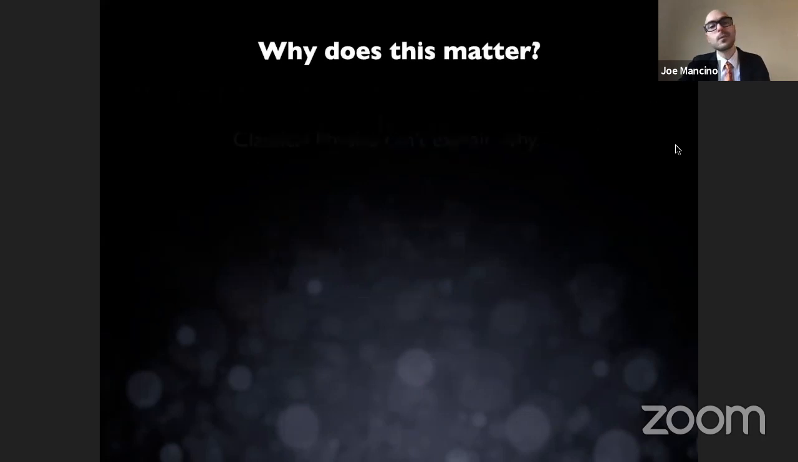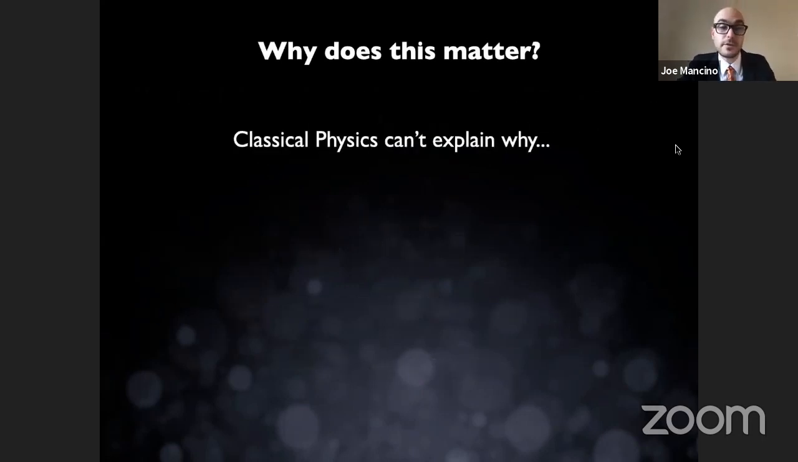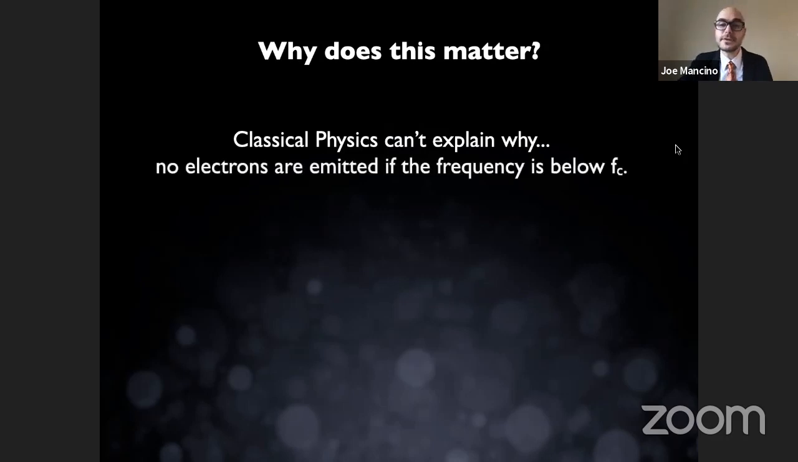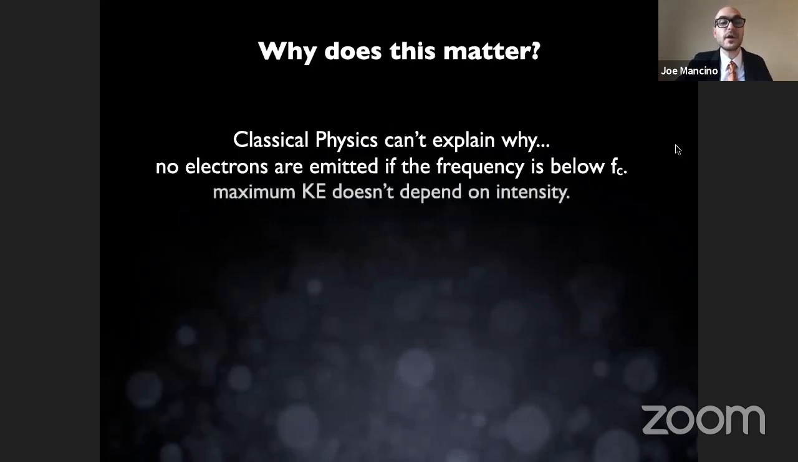So why does any of this matter? Why did we take 33 minutes of your time to talk to you about this story? It's because classical physics couldn't explain why no electrons were emitted if the frequency is too low. It just shouldn't happen. If the frequency is too low, but we make the light brighter, classical physics said it ought to work. We couldn't explain why the maximum kinetic energy doesn't depend on intensity.